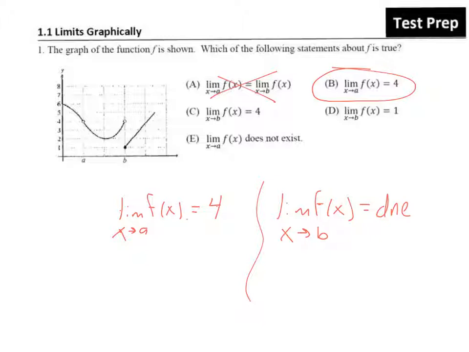didn't make a mistake. Y approaches 4 as x approaches b, false. Y approaches 1 as x approaches b, false. The limit of f of x does not exist as x approaches a, that is false. We can confidently say that the answer is only D.